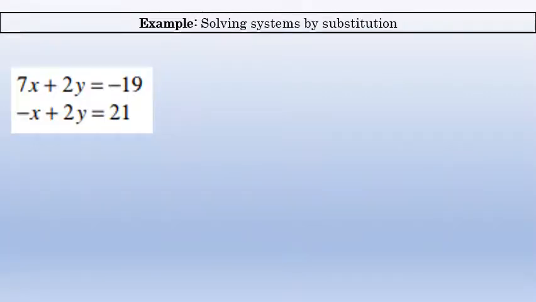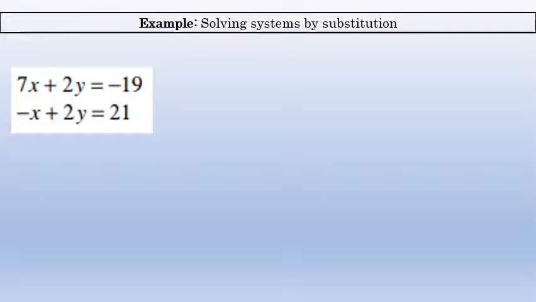Our example will be to solve the system, which includes the equations 7x plus 2y equals negative 19 and negative x plus 2y equals 21. The first step when solving a system by substitution is to solve one of the equations for one of the variables. You actually have 4 choices in this step.